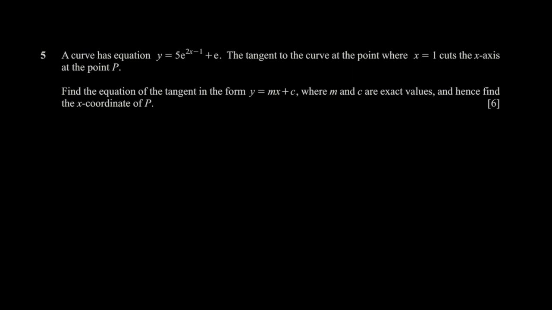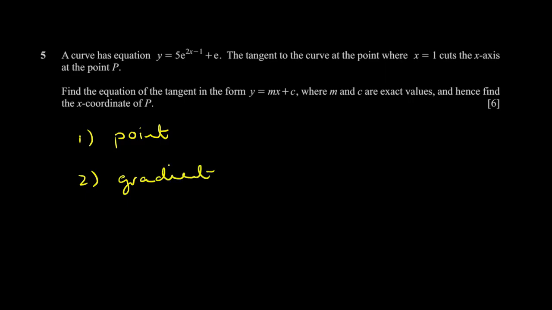A curve has this equation here. The tangent to the curve at the point where x equals 1 cuts the x-axis at the point P. Find the equation of the tangent in the form y equals mx plus c, and hence find the x-coordinate of P. Okay, so we want to find the tangent to the curve. What do we need to find the equation of any line? We need two things. We need the coordinate point on the line, and we also need the gradient of the line. So how are we going to get those two things?